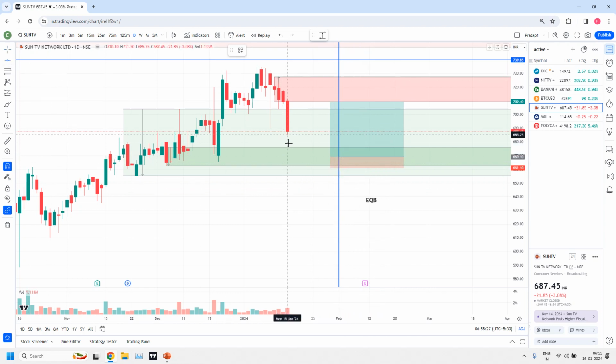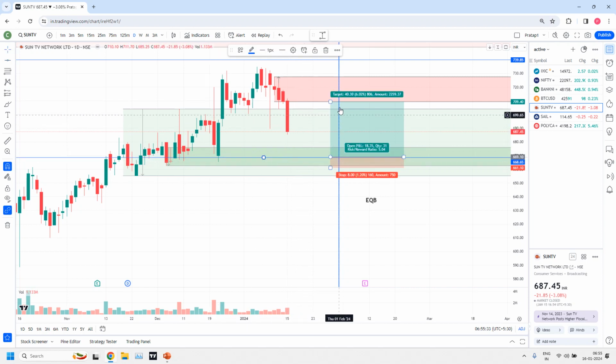Let me draw a horizontal line here so that you know where exactly you need to take your entry. If you take your entry here, at least you get a 1:5. So wait until prices enter into that. If prices do not reach, don't take the trade, because you want a minimum 1:5. That is your requirement, right? That way you can plan.